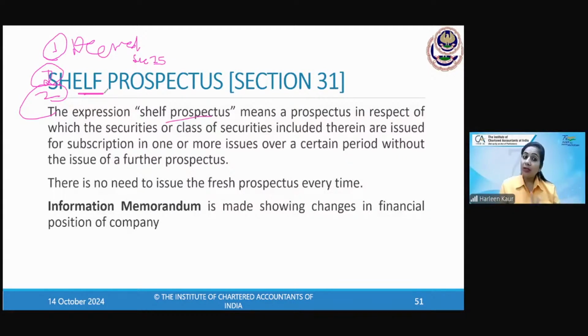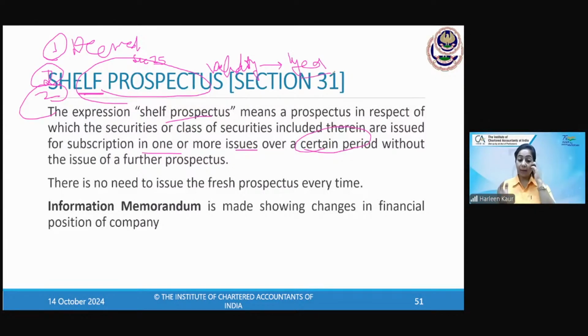So now, ma'am, what has the prospectus to do with this shelf life? That is what we're going to understand. Shelf prospectus means a prospectus for the securities which are included for subscribing of one or more issues for a certain period of time. Now, what happens, children? Shelf prospectus comes out with a validity period. Shelf prospectus is issued by companies for a validity period of 1 year.